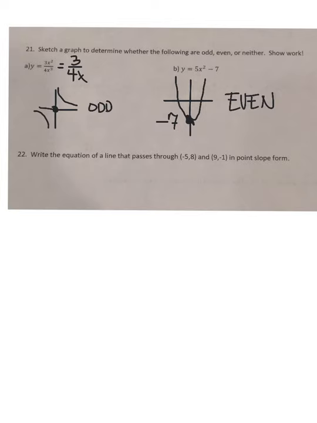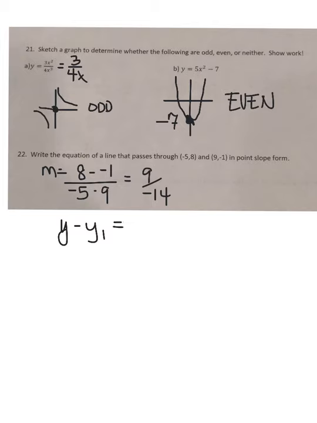Righty, let's look at the next one. Write an equation of a line that passes through those 2 points in point-slope form. Well, first I need to find that slope. So I'm going to do y2 minus y1 over x2 minus x1. So that's going to give me 9 over -14. So there's my slope. So y minus y1 equals m, which is -9 over 14, x minus x1.